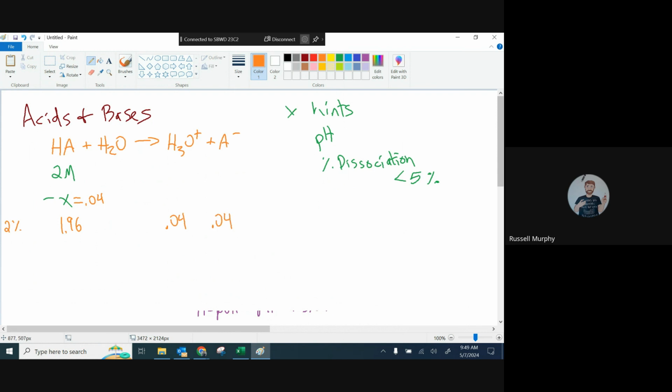And this feels like they're asking for the Ka then. How would we calculate the Ka? It would be 0.04 squared, basically over 2. I'll write 1.96 because that'll make everybody happier. Right? And then we have a Ka.